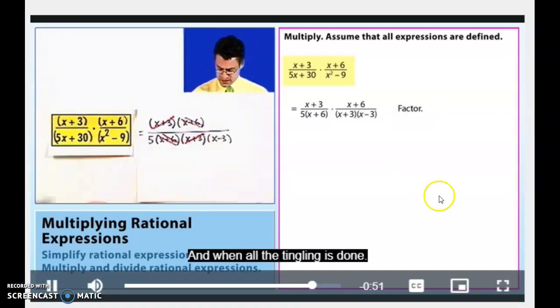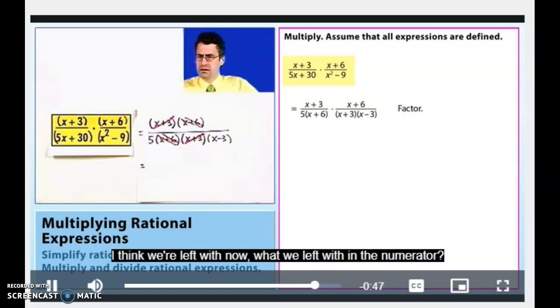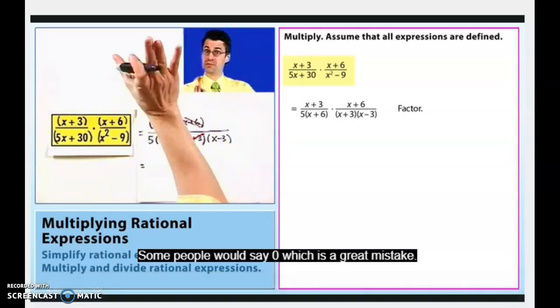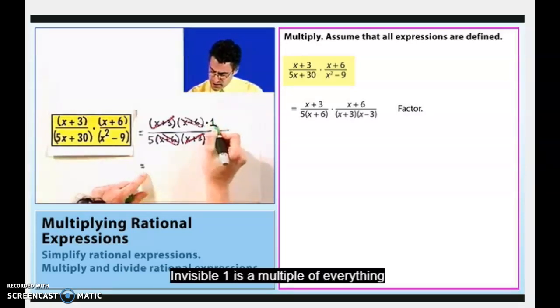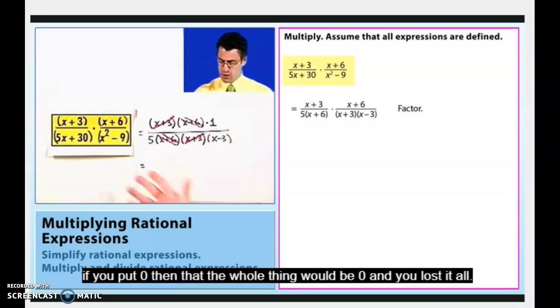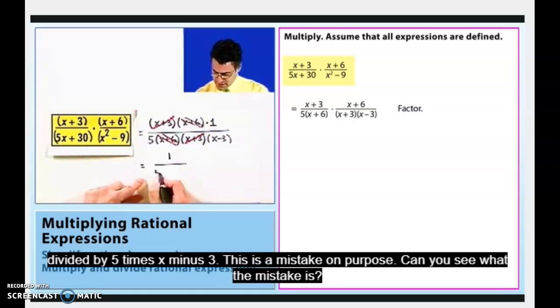And when all the tingling is done, I think we're left with, now, what are we left with in the numerator? Some people would say 0, which is a great mistake. What's really there? There's actually an invisible 1. Invisible 1 is a multiple of everything. If you put 0, then the whole thing would be 0 and you lost it all. So it actually is a 1 divided by 5 times x minus 3.